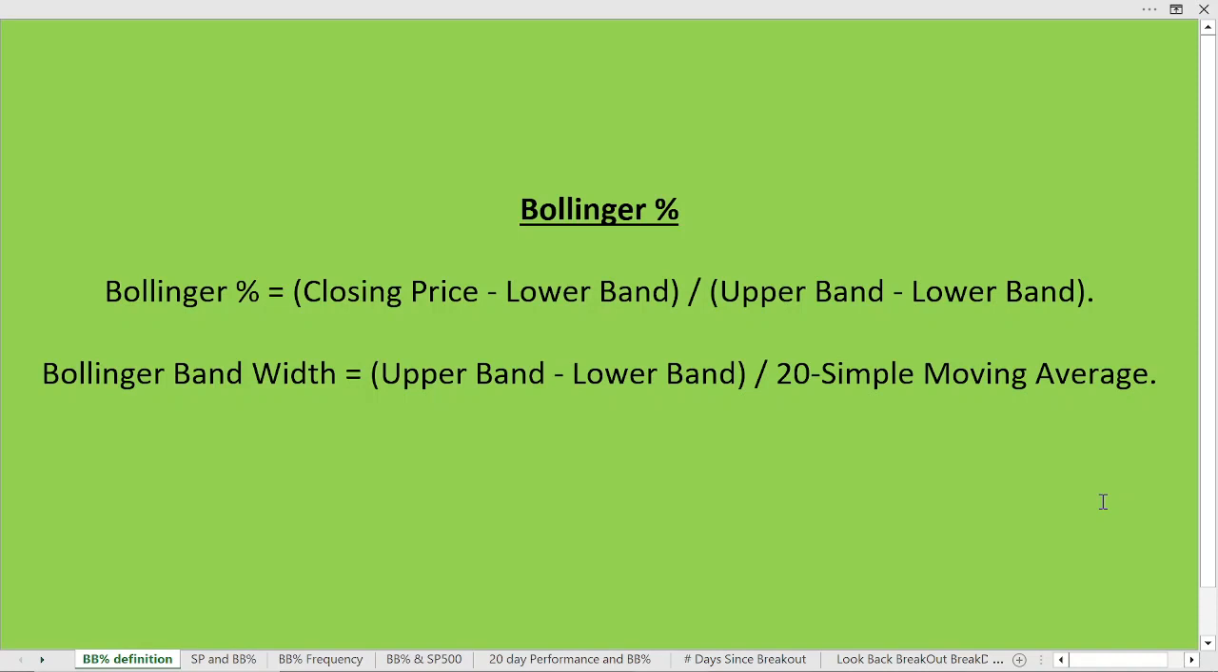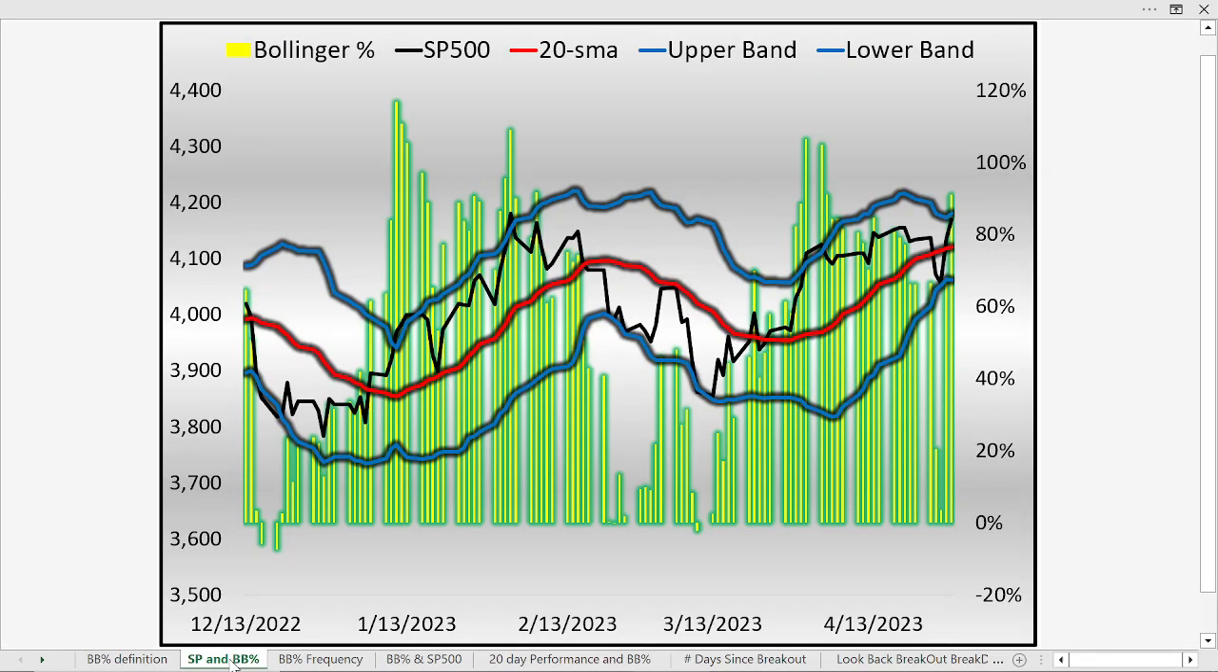It's a little bit different than the Bollinger Band width indicator, which is the range divided by the 20 simple moving average. Well, let's show you how it works. The red line over here is the 20 simple moving average. The black line is the S&P 500. The upper and lower blue bands are the Bollinger Bands. They're standard 2 standard deviation, 20 simple moving average calculations, the same as you'd find in any charting application.